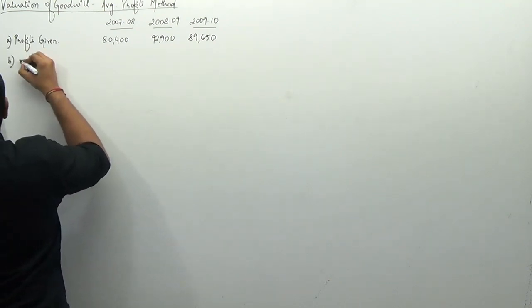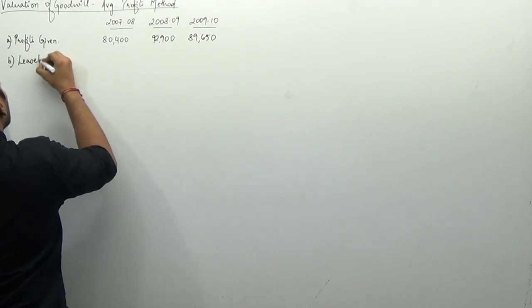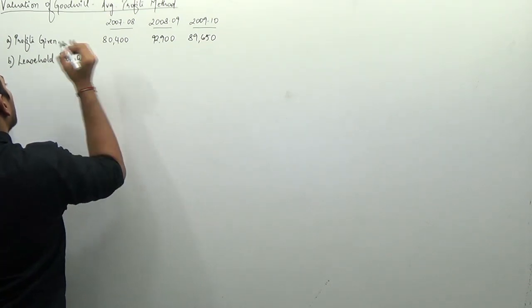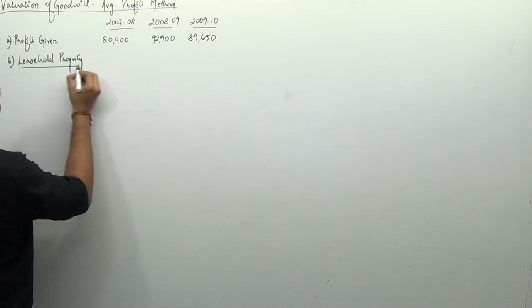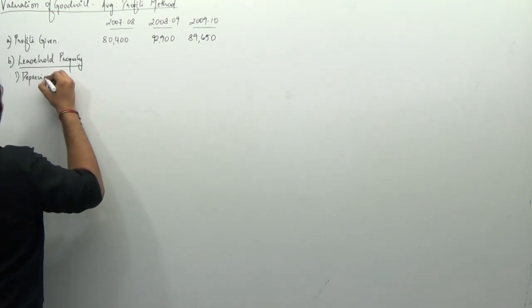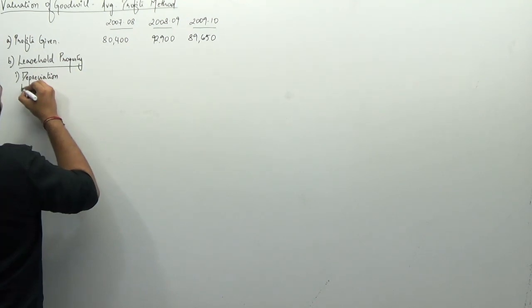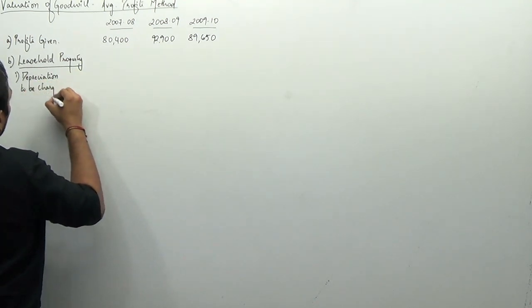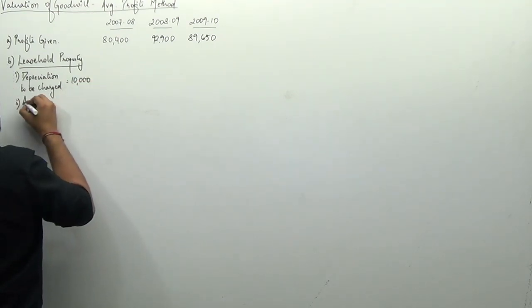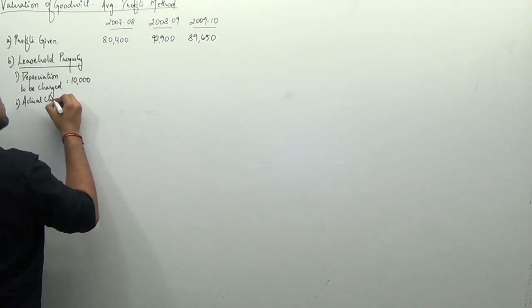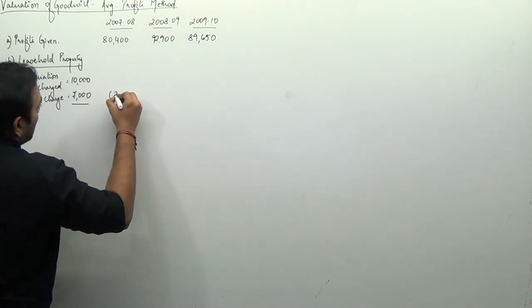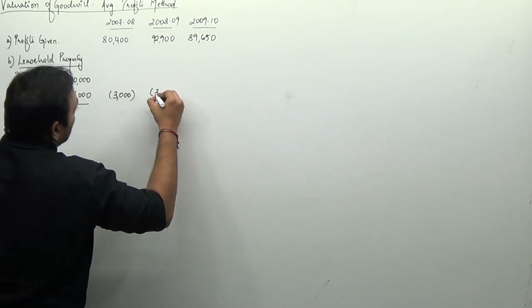The first adjustment will be regarding leasehold property. Depreciation to be charged should be 10,000. The actual charge for depreciation is only 7,000. That means extra depreciation of 3,000 should be charged every year.